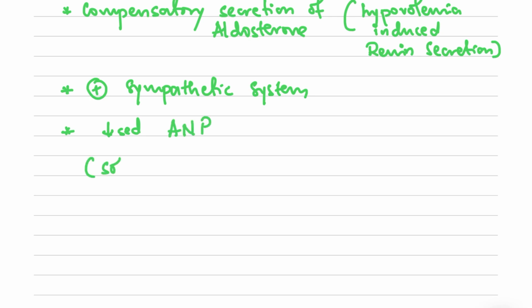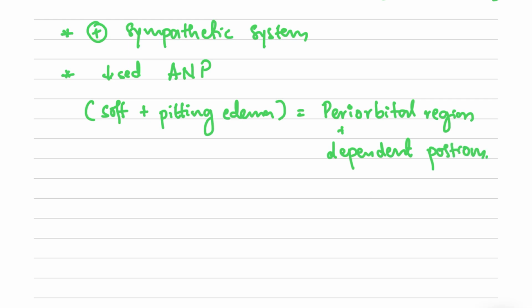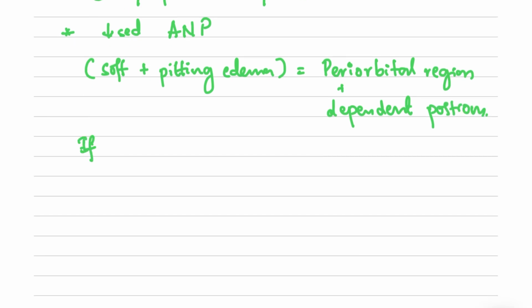So this ultimately leads to soft pitting edema of the patient. This will manifest in the form of periorbital edema, in the periorbital region. Along with this, edema will also be present in the dependent portions. If severe enough, this will also lead to pleural effusion along with ascites.